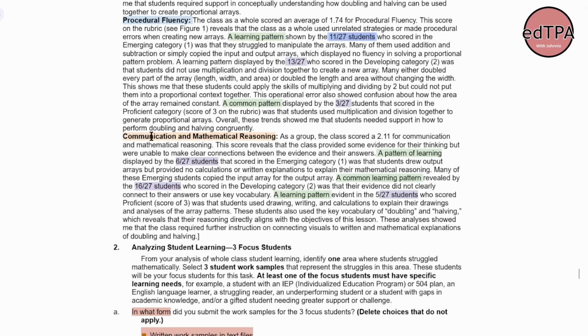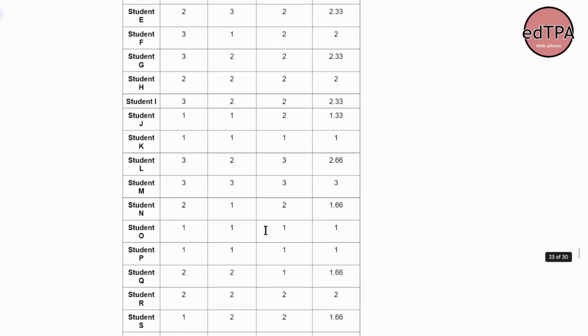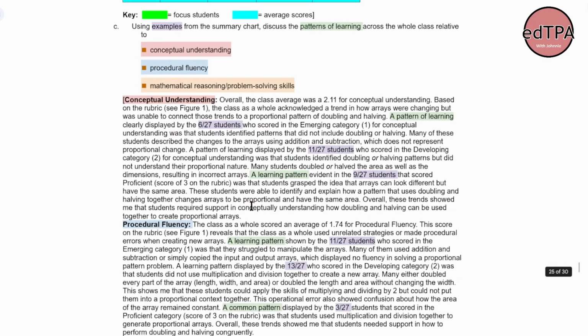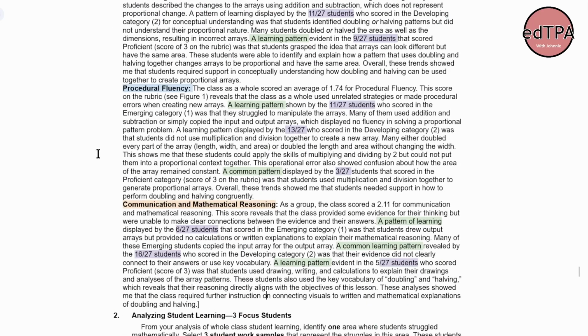And then you see communication and mathematical reasoning, patterns of learning, numbers of students, and lots of good description of the kinds of math and language that mattered to their understanding. Going back again to this prompt, you want to use examples from the summary chart, so the numbers, and then patterns of learning for each of these three. You can see how well organized it is here.